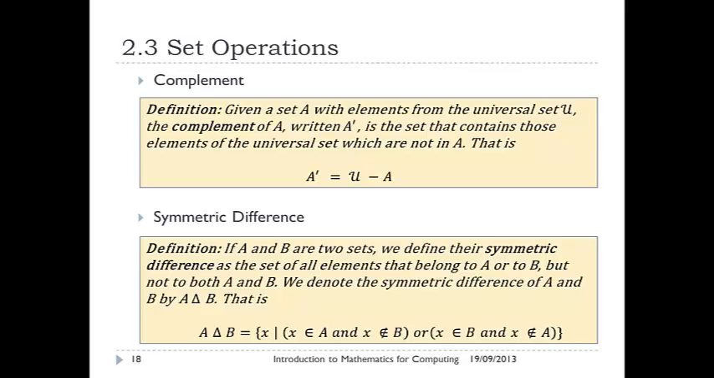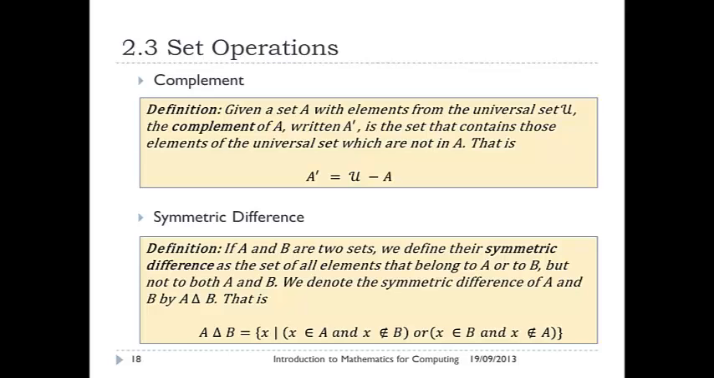Let's move on to the final operator we're going to consider, which is called symmetric difference. Let me just go through the definition first, and then we'll have an explanation of exactly what this is trying to mean. So if two sets, A and B, are given, we define their symmetric difference as the set of all elements that belong to A or to B, but not to both A and B. And we denote the symmetric difference of A and B by A with a triangle symbol for the operator for symmetric difference, and then B.